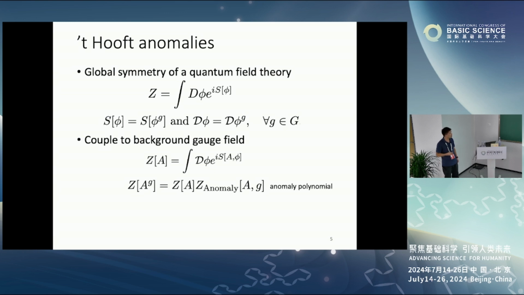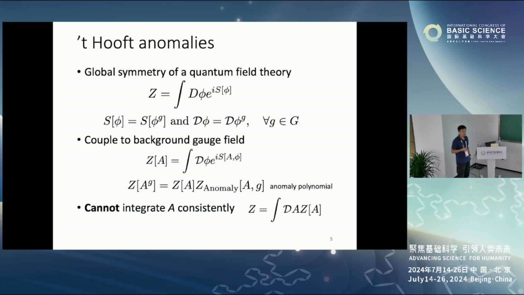So why is it a problem? This Z anomaly is called the anomaly polynomial. The problem is that we cannot integrate out A consistently. That's because if we want to integrate over A, what we integrate over is actually an equivalence class of A modulo the gauge transformations. That means we want to integrate over just a representative of this gauge field A. But for different representatives of the gauge field, for example A or A^g, they are gauge equivalent, but they give you different Z[A]. Therefore, it's not consistent. We cannot integrate over this orbit of A. This problem is called Hooft anomaly.